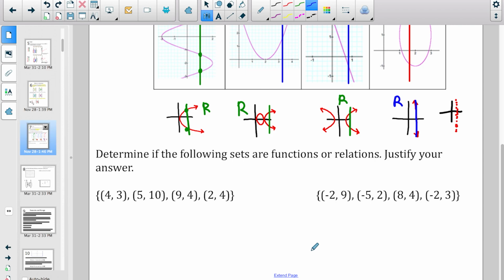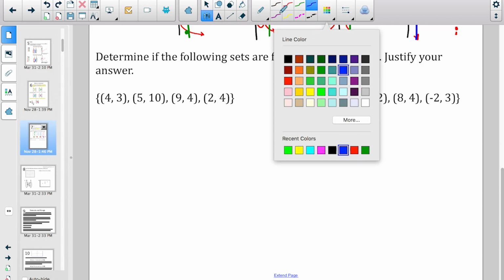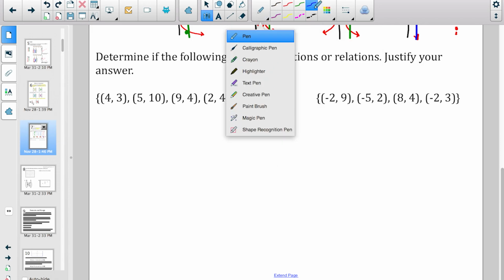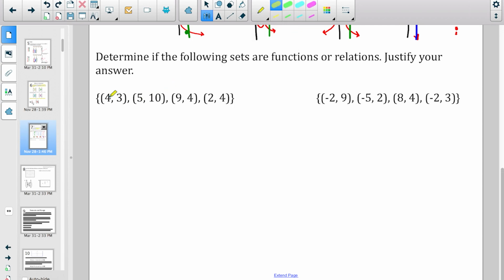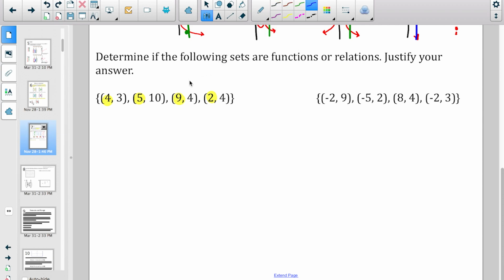Now let's try looking at a few sets of ordered pairs to figure out if these are functions or relations. There are a few different methods you can use to determine this. First of all, and this is probably the quickest way when we're looking at a set of ordered pairs, we can look at all of your x values. So we can see here, we don't have any repeating x values. So right away, we can actually state that this is a function. Let's go ahead and write that this is a function.